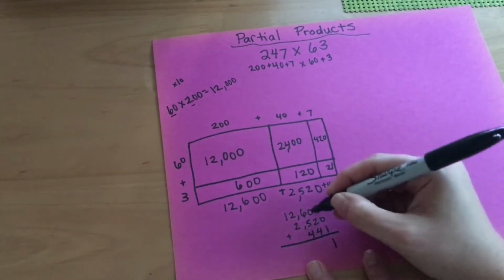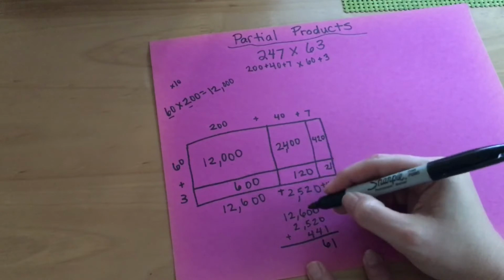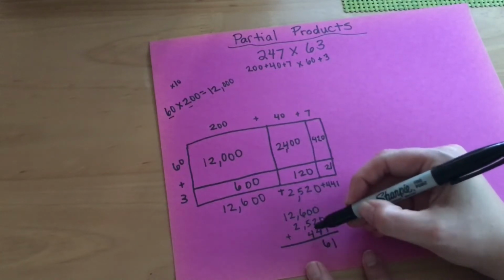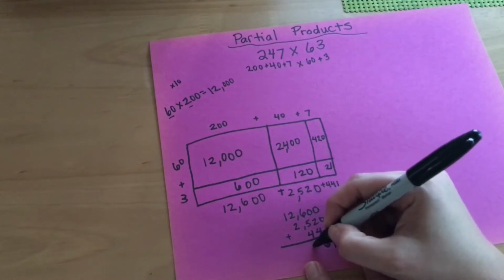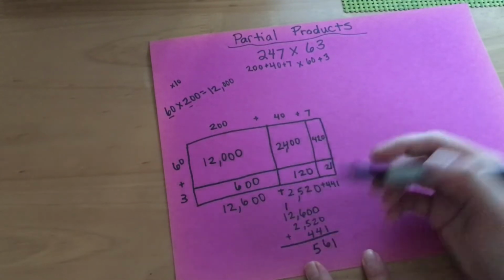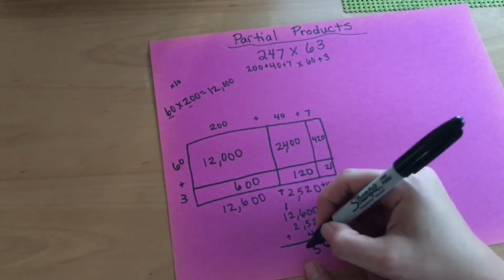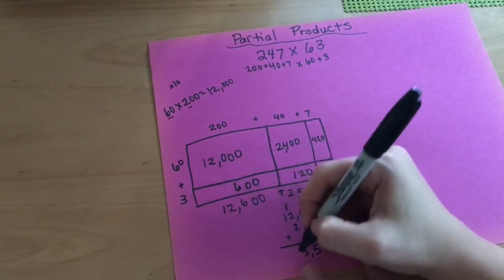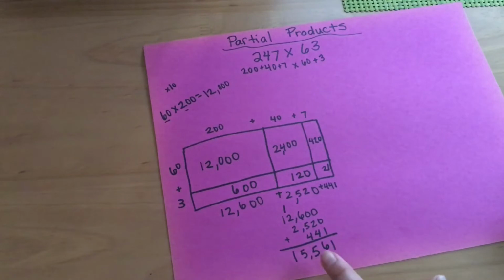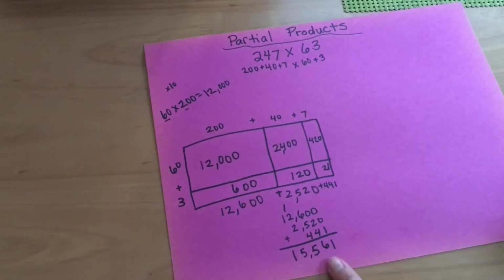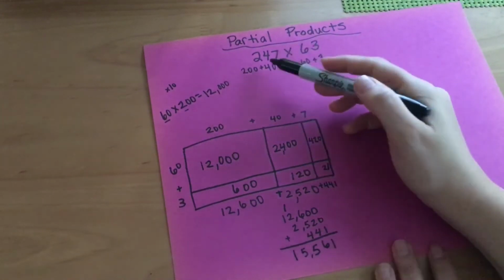So that would be a 1, 6. I like to add the 6 and the 4 first because that would just be 10, so it makes it easier. Plus 5 more is 15. 2 and 2 is 4, plus 1 more is 5, and then 1. So our final answer is 15,561.